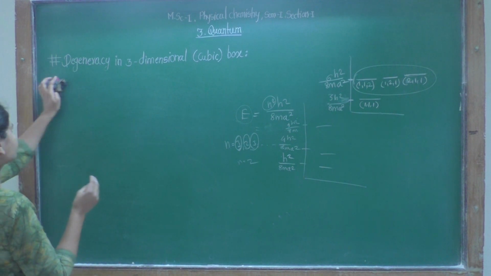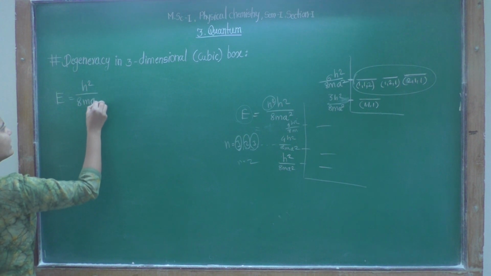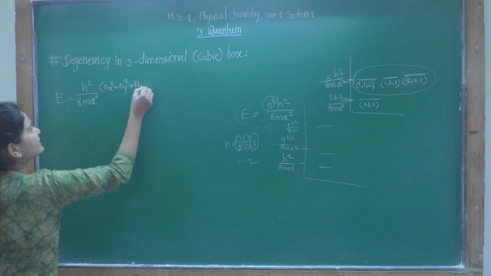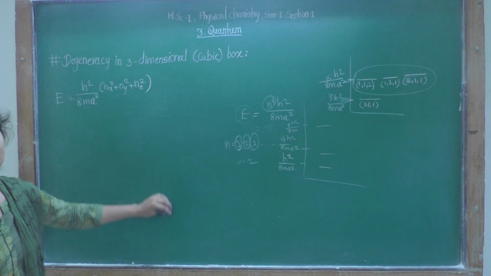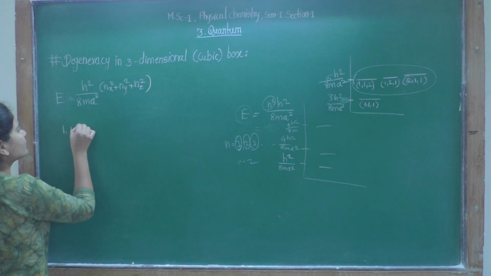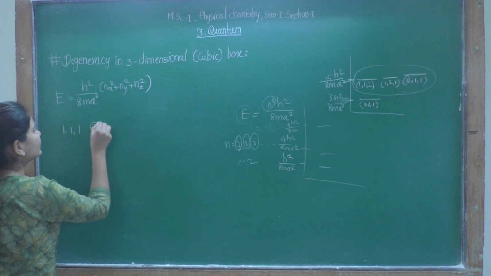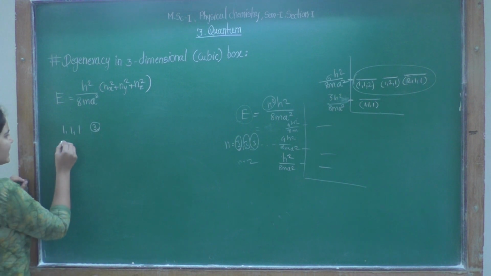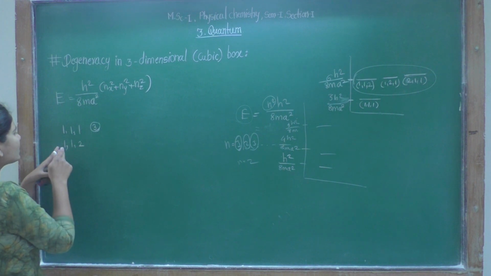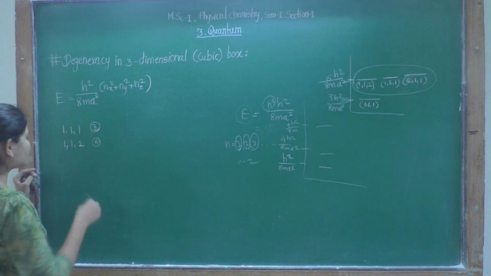Our formula is E equals h square upon 8ma square in bracket Nx square plus Ny square plus Nz square. Let's consider different values. For the minimum case, we have seen 1, 1, 1. 1 square plus 1 square plus 1 square will be 3. Now, in the second case, we introduced 2: 1, 1, 2. 1 square plus 1 square plus 2 square will be 6.